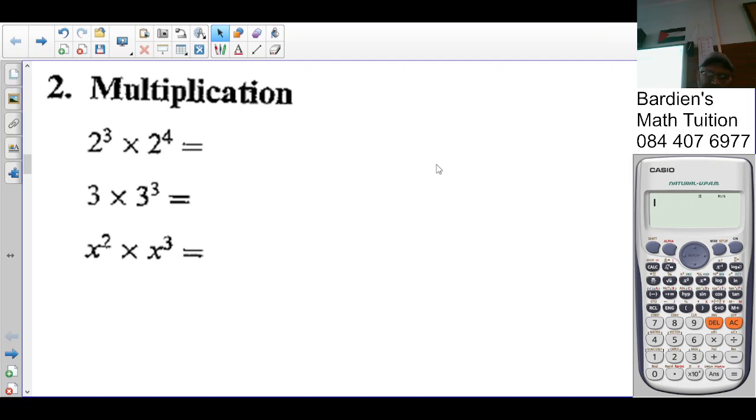You've got 2 to the exponent 3 times 2 to the exponent 4. The first question. Then 3 multiplied by 3 cubed and x squared multiplied by x cubed.